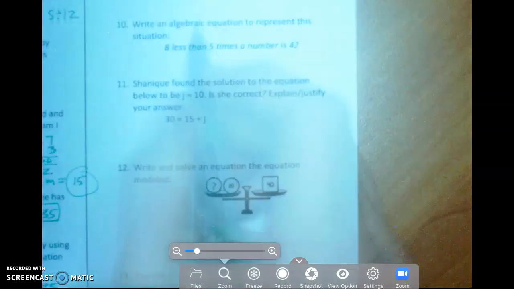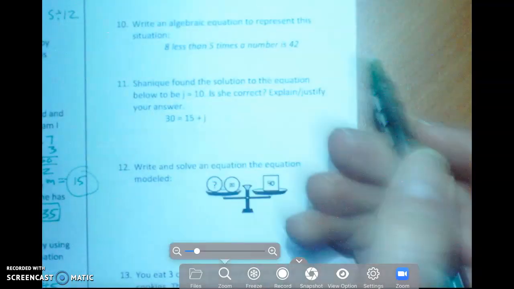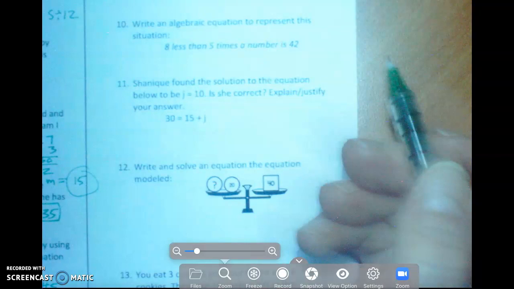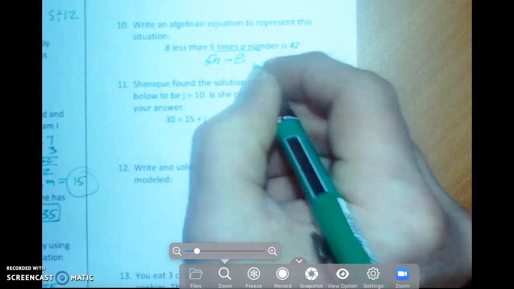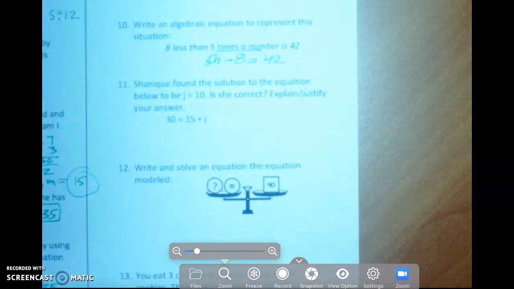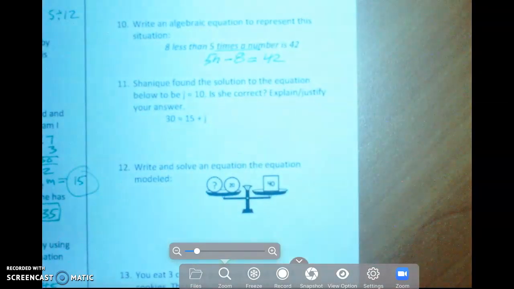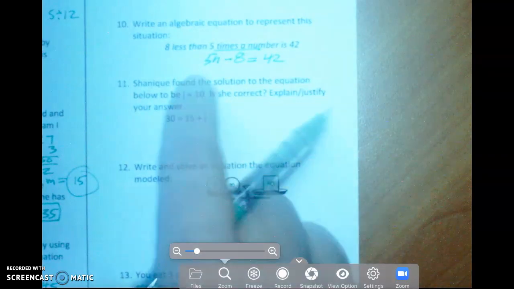Write an algebraic equation to represent this situation. We have 8 less than 5 times the number is 42. So we'll do this one first, 5 times the number. So here's 5n. And 8 less would be minus 8. And that means equals 42. So it looks like n is going to be 10 in this situation. 5 times 10 would be 50, minus 8 would be 42. But we don't have to solve it, we just have to write the algebraic equation.